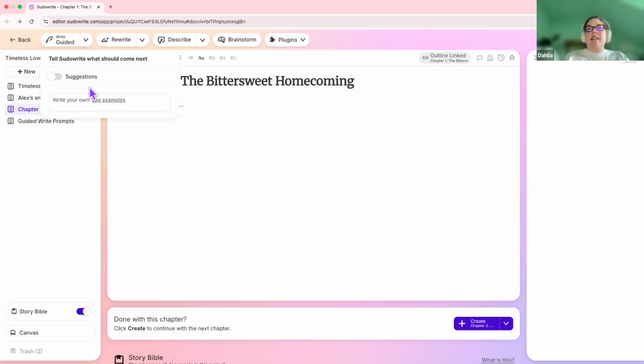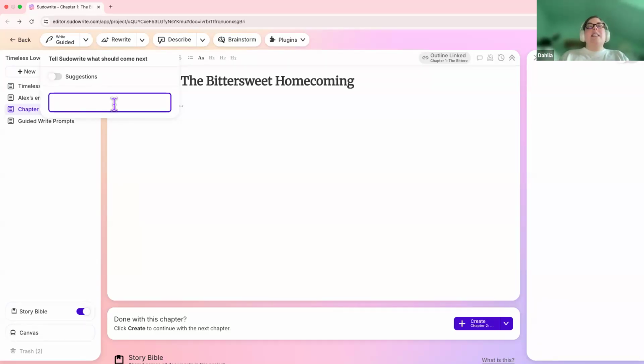Guided write, on the other hand, lets you provide specific instructions. This little box was recently upgraded, and now you can put up to 2,500 characters in here for most models. For some of the experimental models, it can only hold 500 characters. And you can use the guided write instructions to steer the writing in a particular direction.